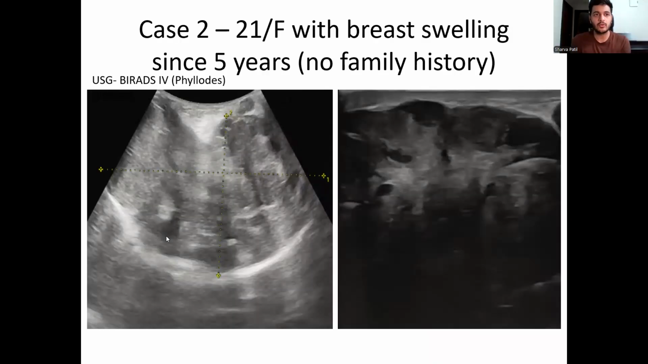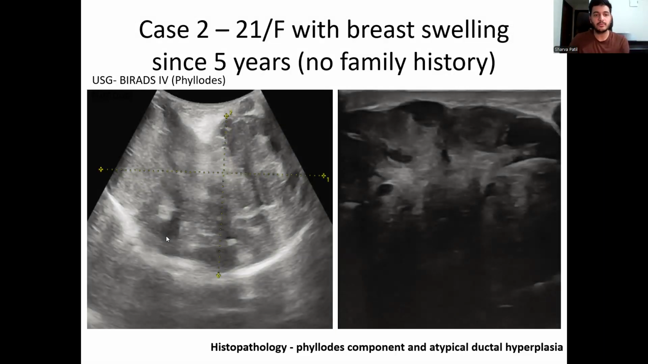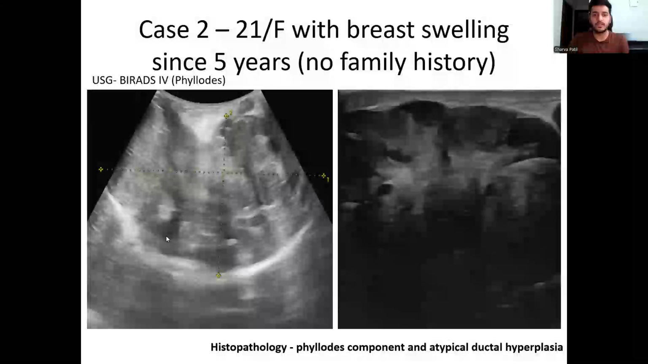Next is a case of a 21-year-old female with history of breast swelling since 5 years. She had no positive family history. We can see a large, well-defined, lobulated, smooth marginated solid lesion diffusely involving the right breast, extending across all four quadrants. The lesion showed gentle microlobulations. It was circumscribed and showed multiple variable-sized anechoic cystic spaces containing dense echoes within it. The mass was seen indenting the underlying pectoralis muscle. It was labeled as a BI-RADS 4, possibly phyllodes tumor, and histopathology confirmed the phyllodes component with atypical ductal hyperplasia.